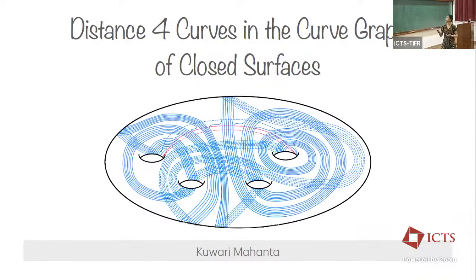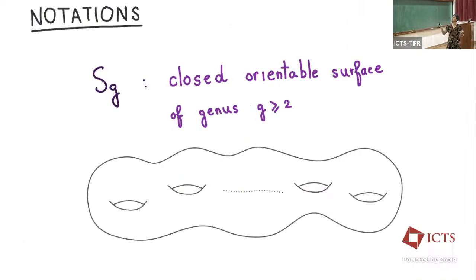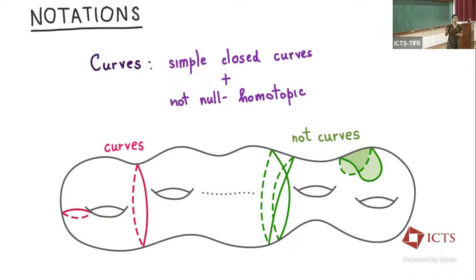So let's get on with a few notations. The first one would be that S subscript G would be a closed genus G surface for us. We'll consider our genuses to be at least 2, and here is a schematic of such a surface. Next, for us, curves would be simple closed curves which cannot be squished to a point. So if we look at the schematic here, our pink curves will be curves for us, whereas the green ones won't be curves. We won't be considering them as curves.